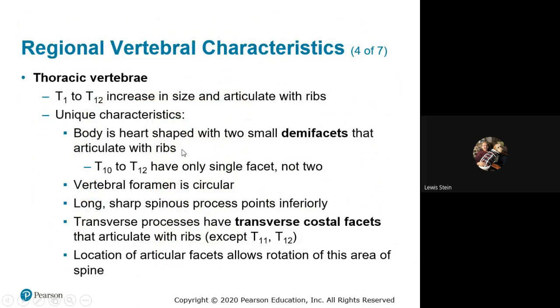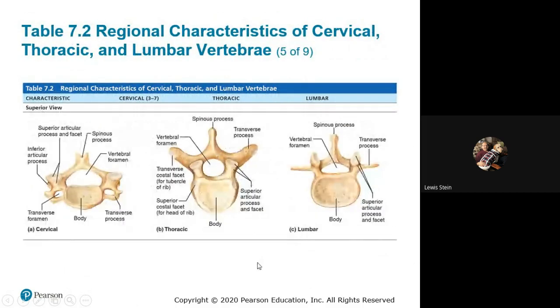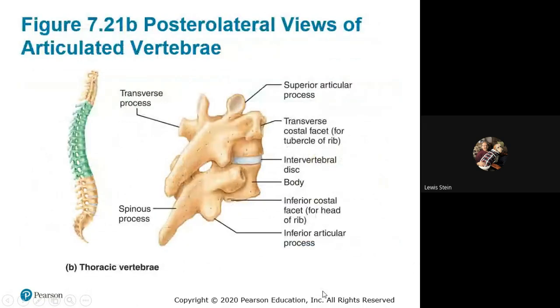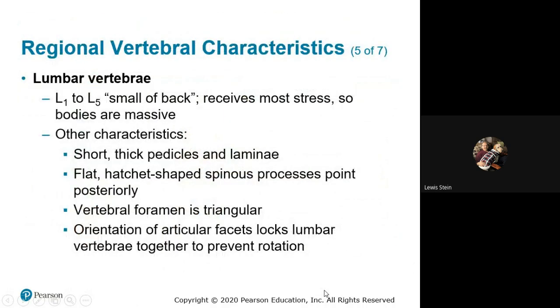Thoracic, body's more heart-shaped, with the demifacets for the ribs, and you saw that illustration before. Lumbar, short, thick, very, very large pedicles and lamina, that hatchet-shaped spinous process, more triangular vertebral foramen.